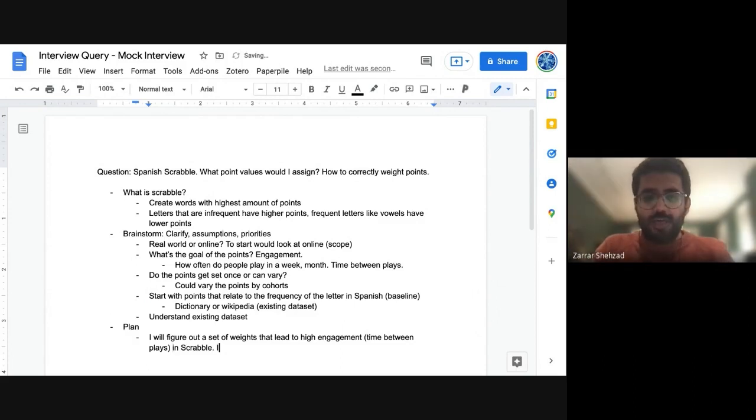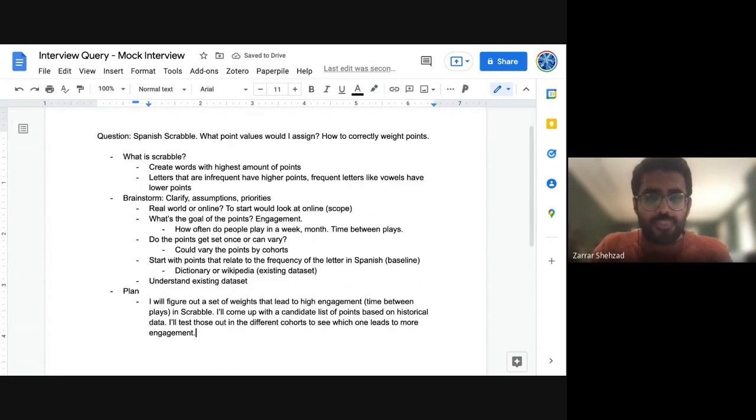So the idea is I'll come up with a candidate list of points, I think, based on historic data that we talked about. Yep. And I'll test those out in kind of an A/B test format in the different cohorts. Okay. To see which one leads to the greatest engagement, to see which one leads to more engagement.